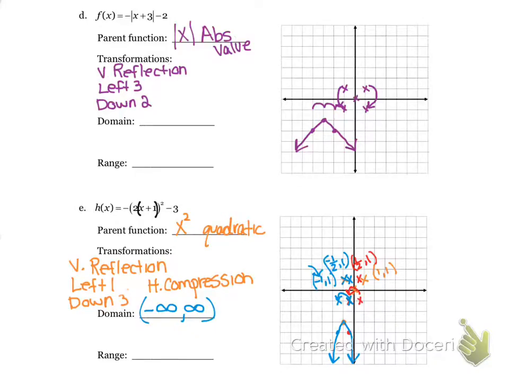My domain is all real numbers and my range is negative infinity all the way up to negative 3. And then I realized on that last one I didn't finish the domain and range. So your domain is all real numbers. And then my range is negative infinity up to negative 2.